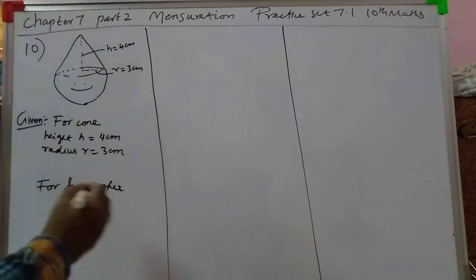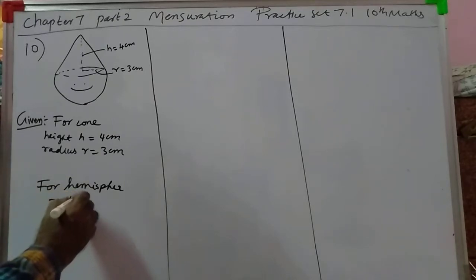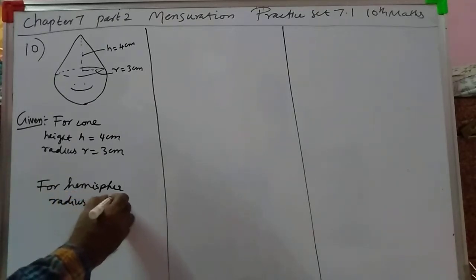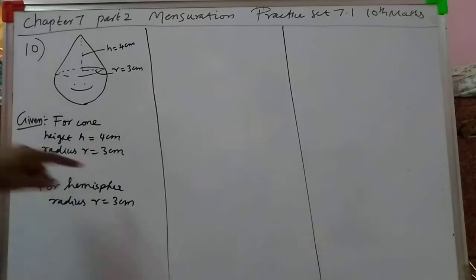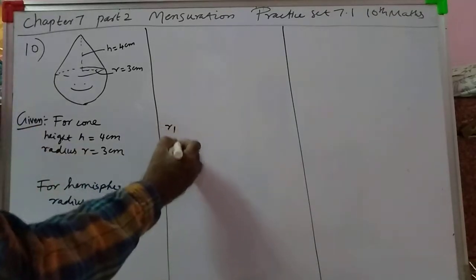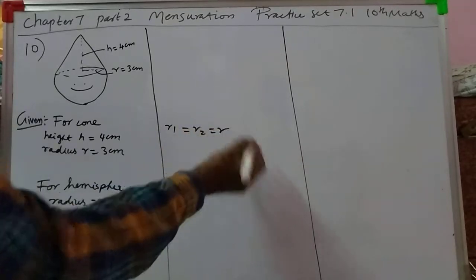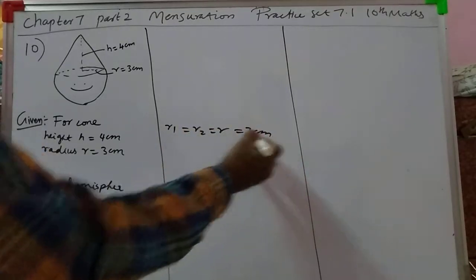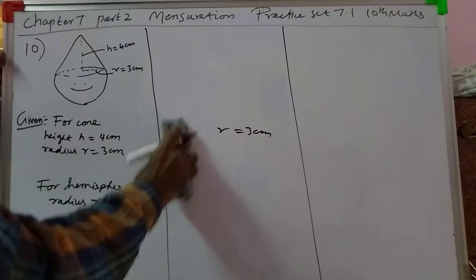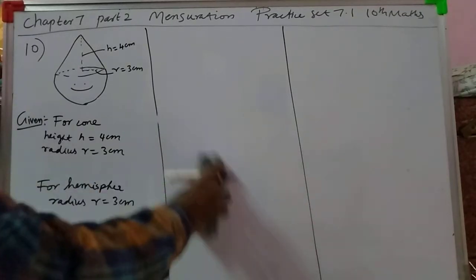we have this radius is same, okay? So radius r is equal to 3 centimeter. Both are same, so there is no need for r1 and r2. R1 is equal to r2 is equal to r is equal to 3 centimeter. So no need to change, we will keep it like this.